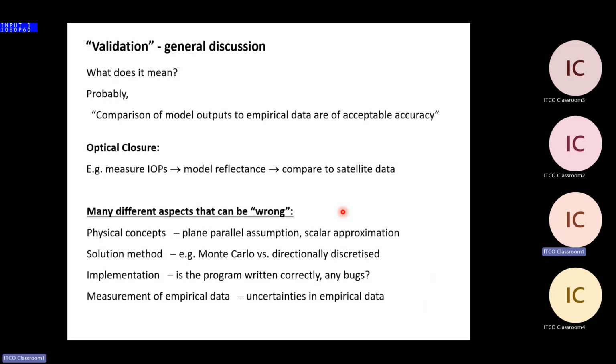Okay, so this is the key question. Any questions? Any other questions before we get onto this validation stuff?